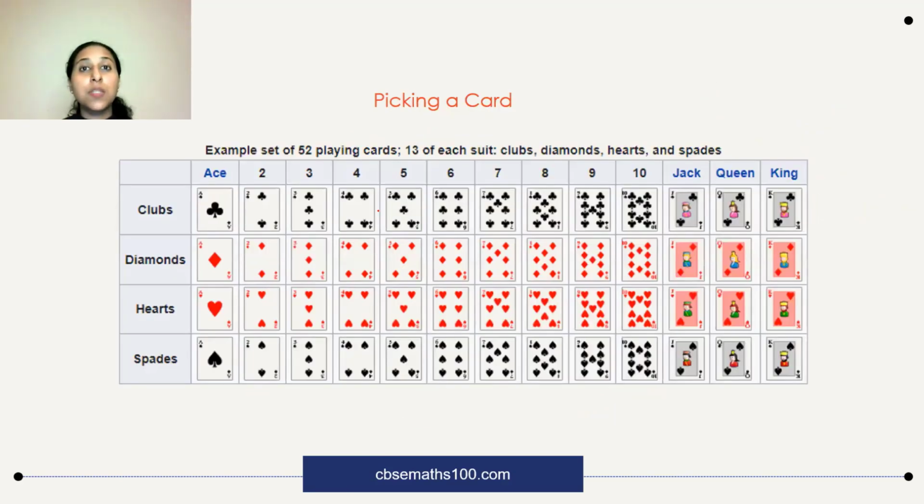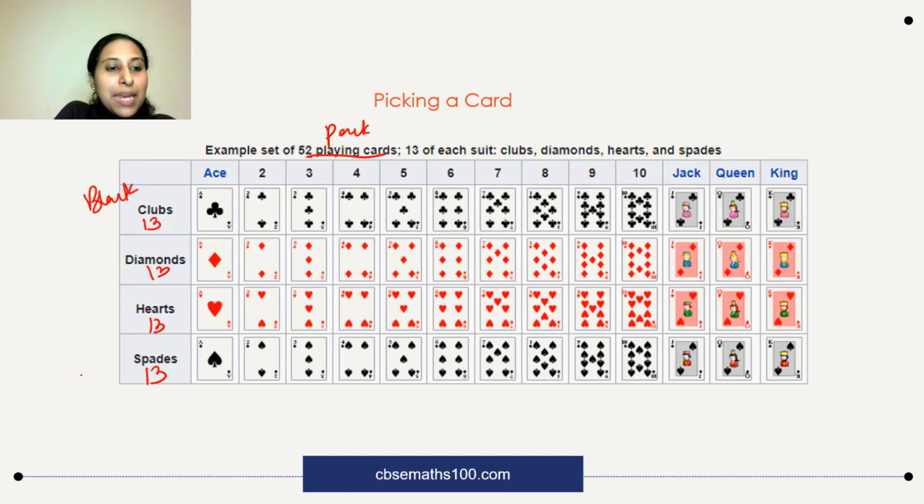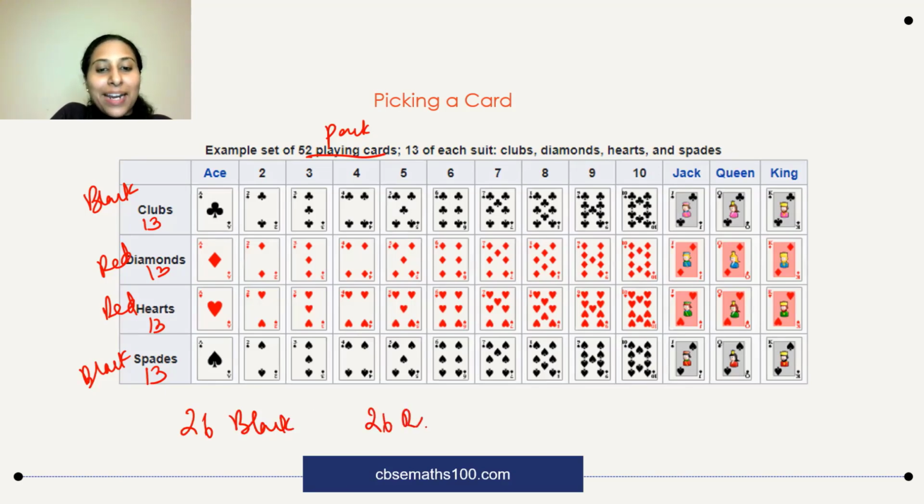Next one which I wanted to discuss is picking a card type of question. When you are picking a card from a random set of playing cards, you need to have a very good idea how many cards there are totally. First of all, this complete thing is called a pack of cards. You're having a pack or deck of 52 cards. There are 13 clubs, 13 diamonds, 13 hearts, 13 spades. Club is black in color. Spade is black in color. Diamond is red. Heart is red. So totally you have 26 black and 26 red.